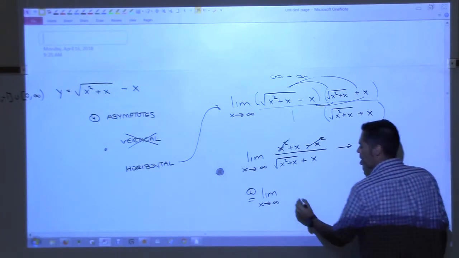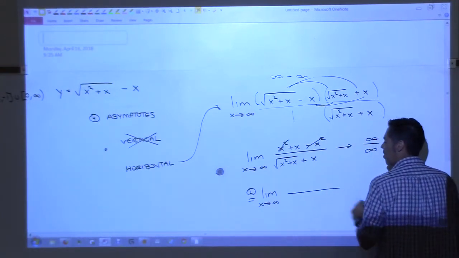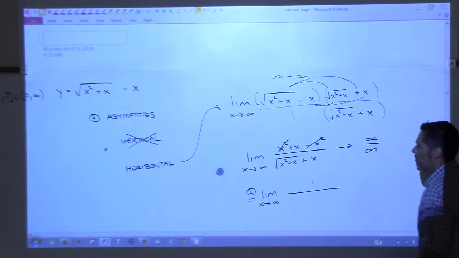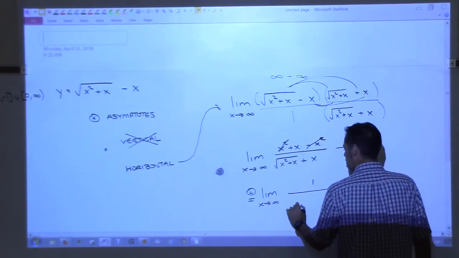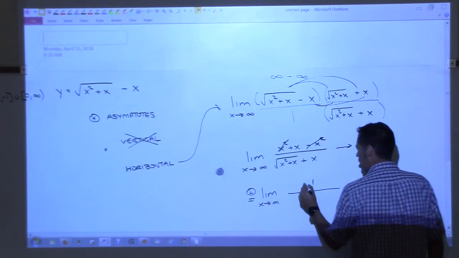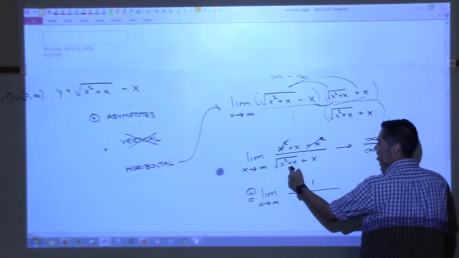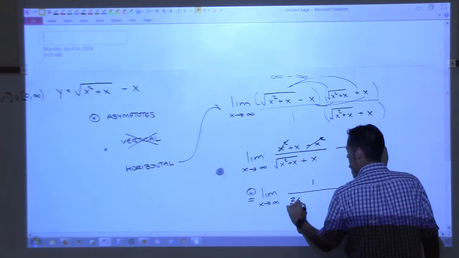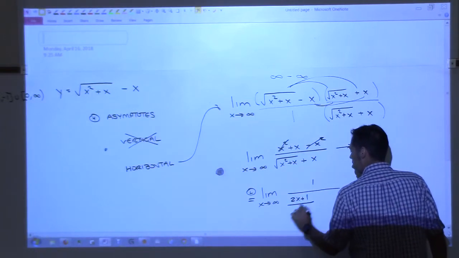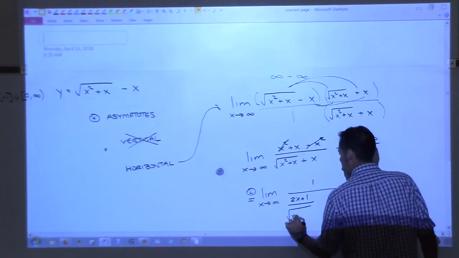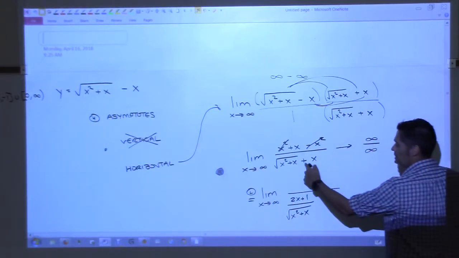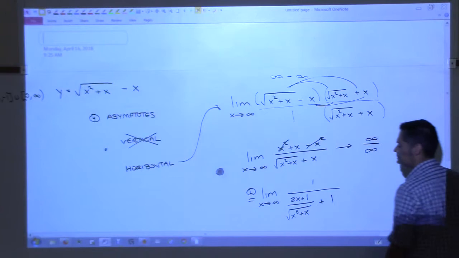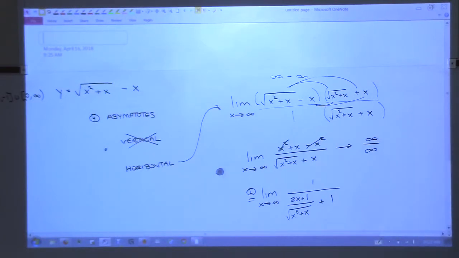Yeah, okay, here we go. L'Hopital. Derivative of the top, that's a nice one, right? 1, yay. Derivative of the bottom. Okay, what's the derivative of this? 1 over 2 root of all that times the derivative of what's in there, 2x plus 1. So I'm going to write it like this: 2x plus 1 over root of x squared plus x. And then plus the derivative of that, so plus 1. Yeah?